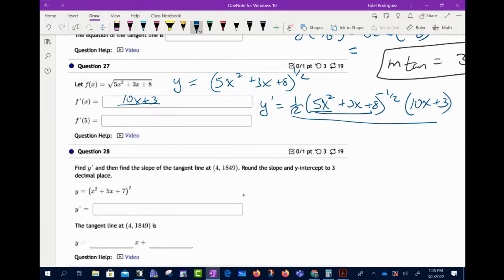Over, now look, the 2 is on the bottom, right? So I'm going to leave the 2 on the bottom. Since that power is a -1/2, doesn't that really mean that I have a square root of 5x squared plus 3x plus 8? And that square root is going to be downstairs because my exponent was negative. So number one, it's a square root because it's a power 1/2. But the square root term happens to be downstairs because it was a -1/2.